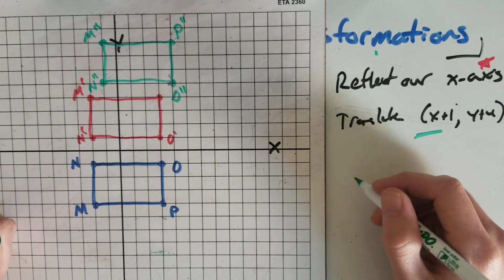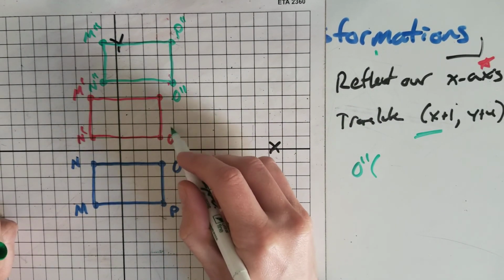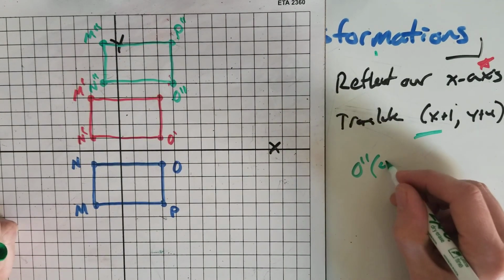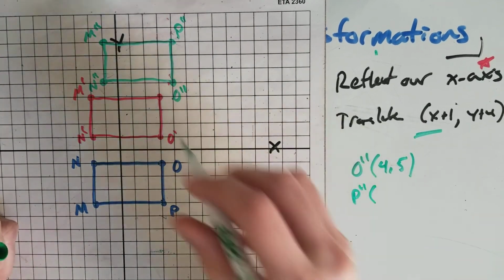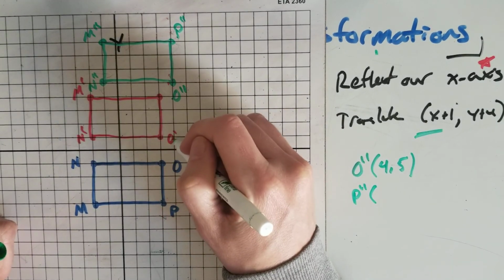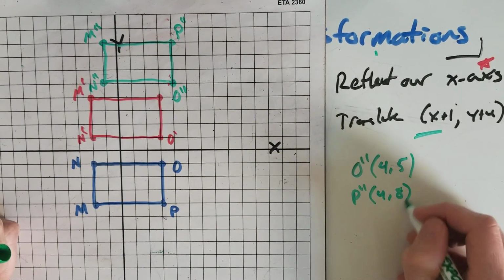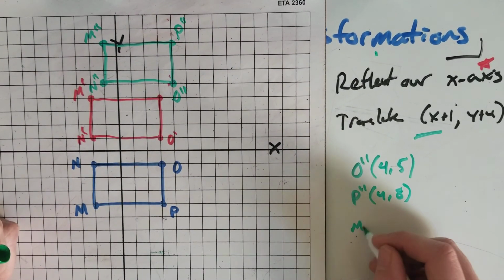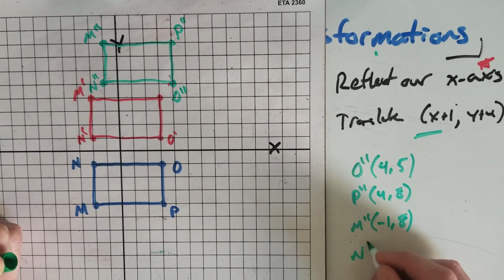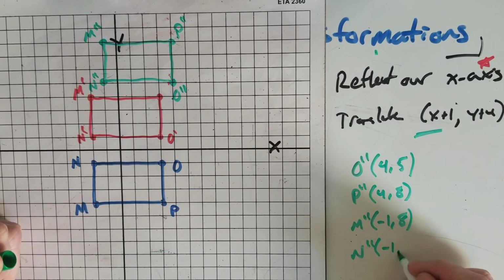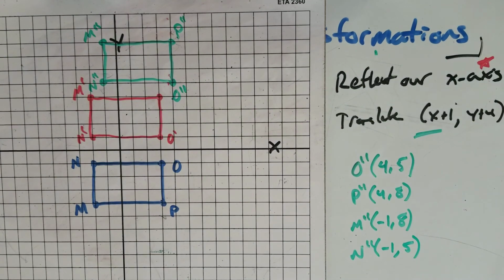And if you want to list the coordinates, we would have O double prime is 1, 2, 3, 4, 1, 2, 3, 4, 5, so O double prime is (4, 5). P double prime would be 1, 2, 3, 4, 1, 2, 3, 4, 5, 6, 7, 8. So it would be (4, 8) for P double prime. M double prime would be (-1, 8), and N double prime would be (-1, 5). So these would be the final points here.